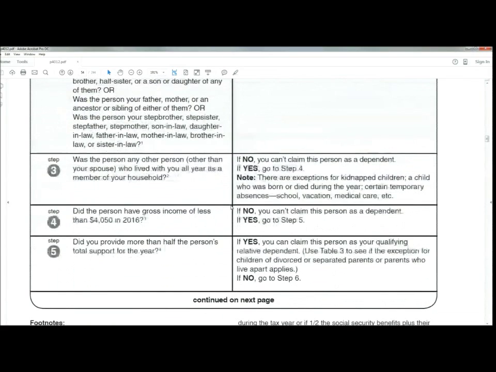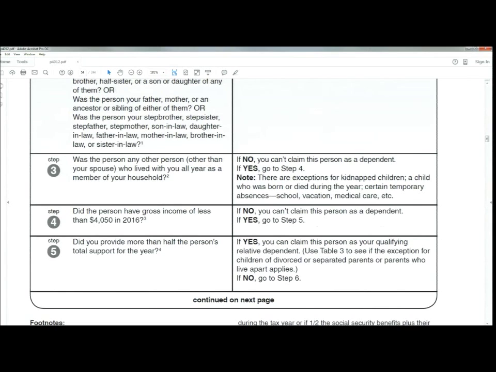Did this person have gross income of less than $4,050? In other words, did Brittany have gross income less than $4,050? No, you can't claim this person as a dependent. We're done. Failed. Failed QC, qualifying child. Failed QR, qualifying relative.